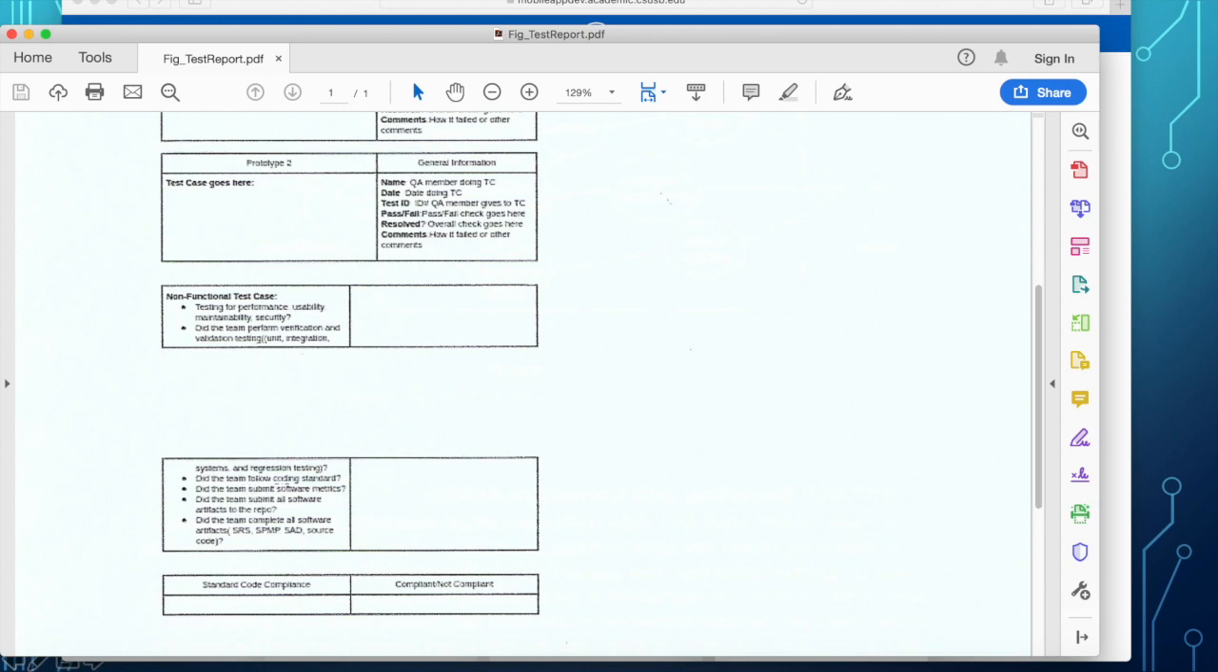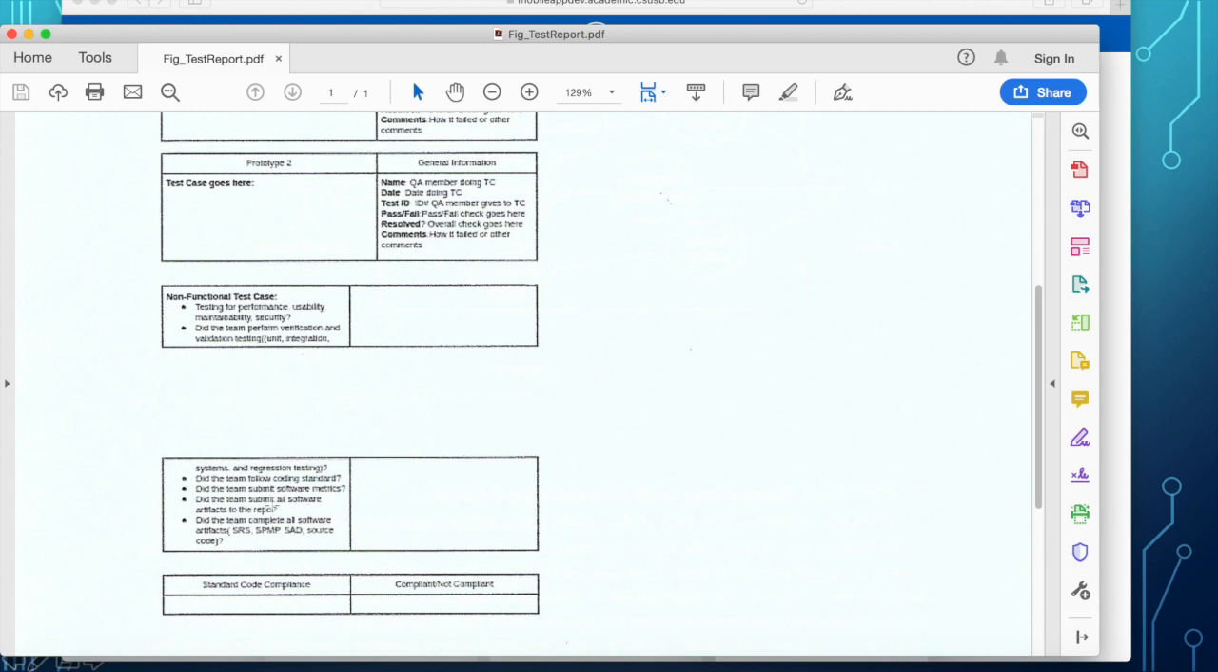Now, did you follow coding standard? So they will look at your source code and see if you are compliant with the standard coding that they have specified for Java or Objective-C. Okay, they gave you references on how that format looks like.